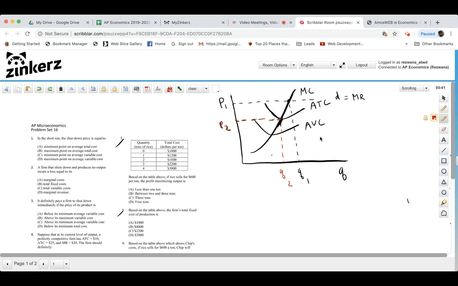So what I want you to understand here is that we know that price is equal to marginal revenue in perfect competition, but also marginal revenue is equal to marginal cost. So you can deduce from here that price is equal to marginal cost, right? So everywhere you see the quantity, at Q1, we choose that quantity where price is equal to marginal cost, right? At Q2, it's the same, price is equal to marginal cost, right?